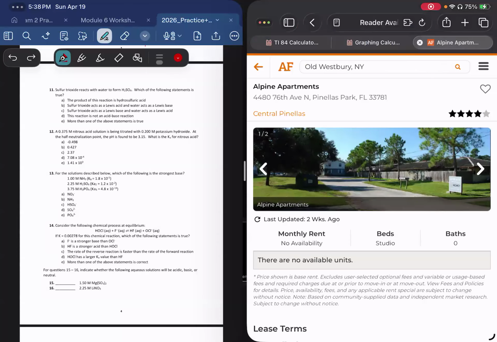All right, number 12. A 0.375 nitrous acid solution is being titrated with potassium hydroxide. At the half neutralization point, pH is found to be 3.15. What is the Ka of nitrous acid?